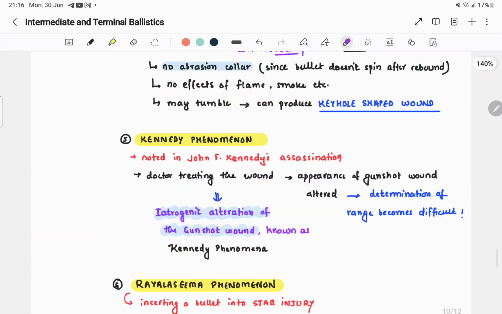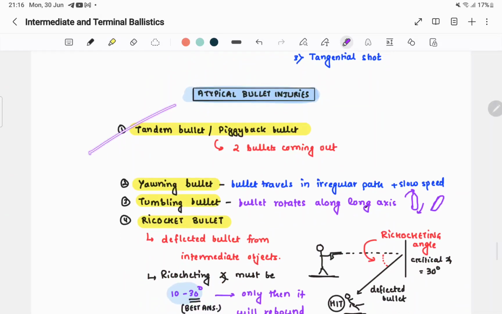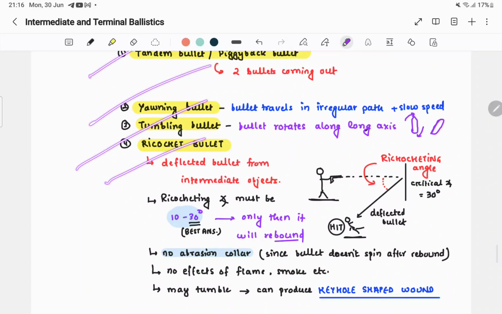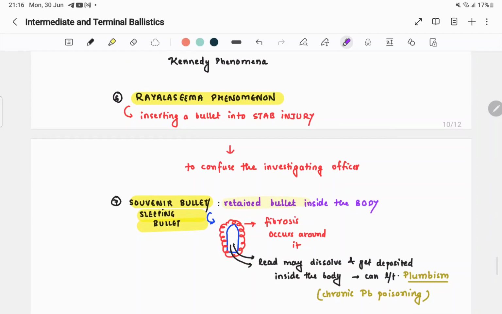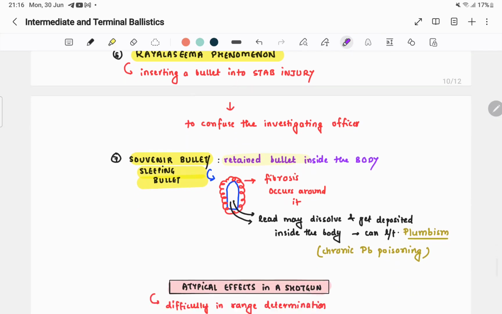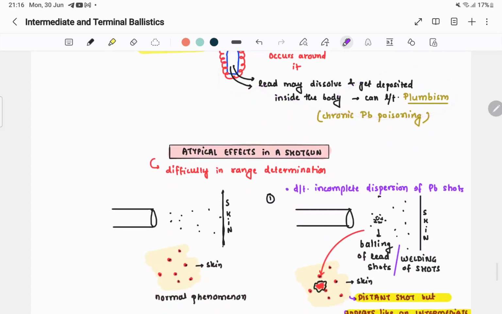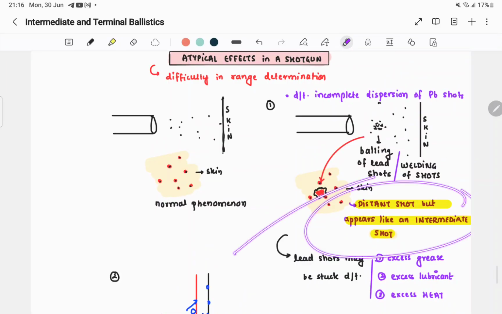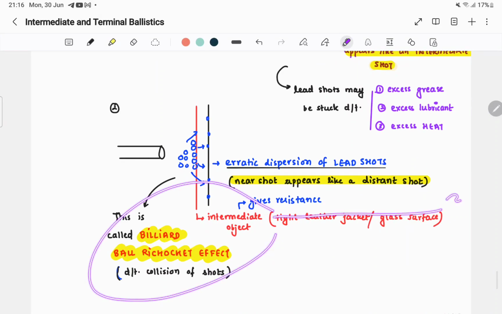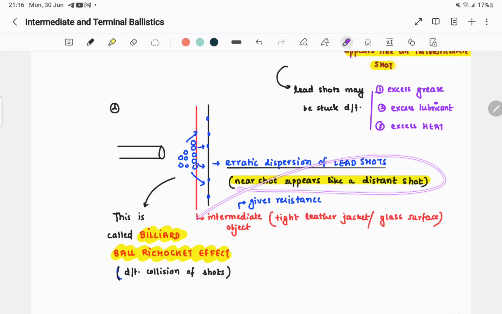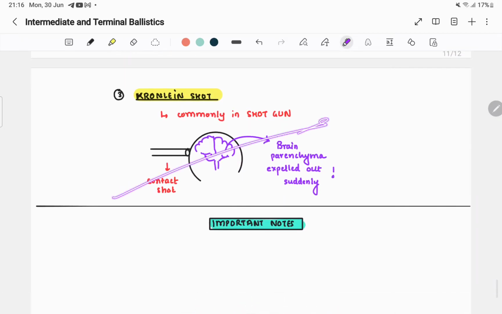Okay. So in atypical bullets, we discussed tandem bullet, yawning and tumbling, ricochet, the Kennedy phenomenon, iatrogenic alteration, the Rayalaseema phenomenon, that is confusing the investigator, souvenir bullet causing fibrosis and plumbism, then distant shot appearing like near shot in case of balling or welding of shots, then near shot appearing like distant shot in the billiard ball ricochet effect. And crinoline shot, in which brain parenchyma is expelled out. So that completes our forensic ballistics in one shot.